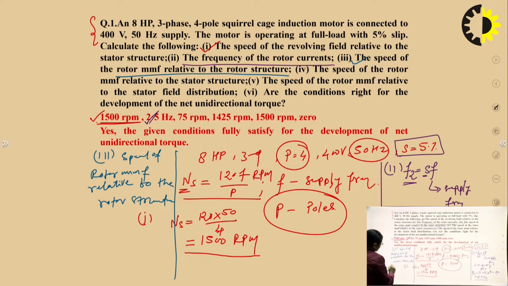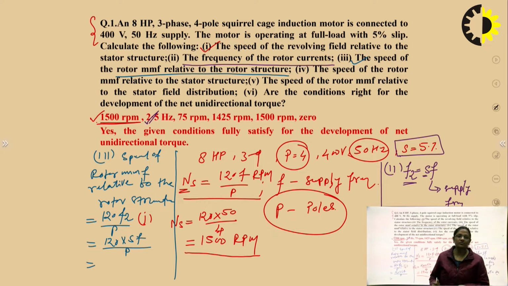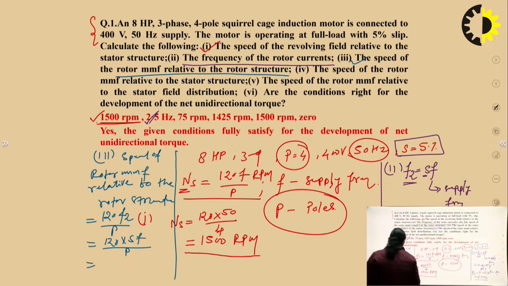The speed is given as 120 f2 by P, right? So solving this, 120 f2 is s times f. So we can also write it as s f divided by the number of poles developed in the rotor. The number of poles developed in the rotor is the same as the number of poles for which the stator of the machine is wound.